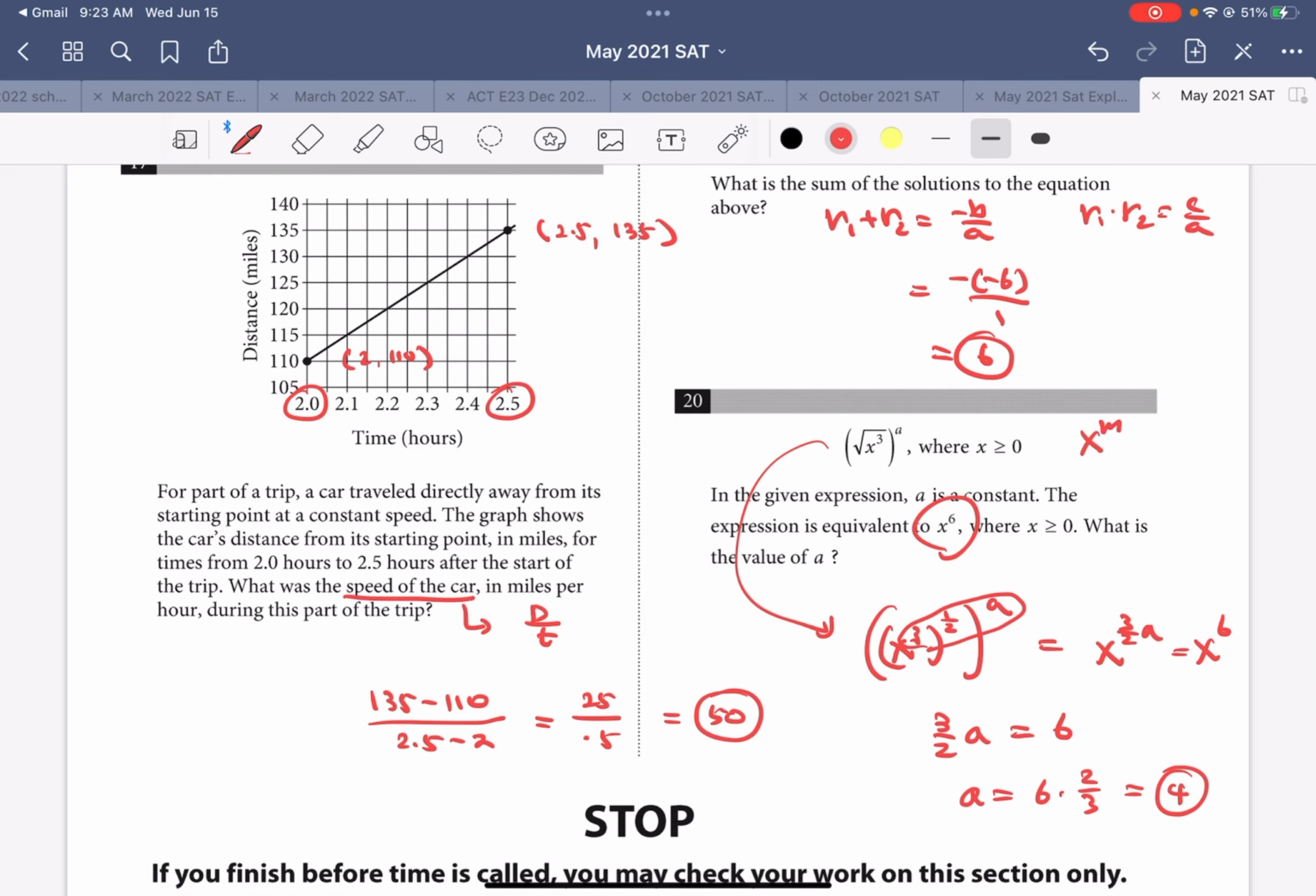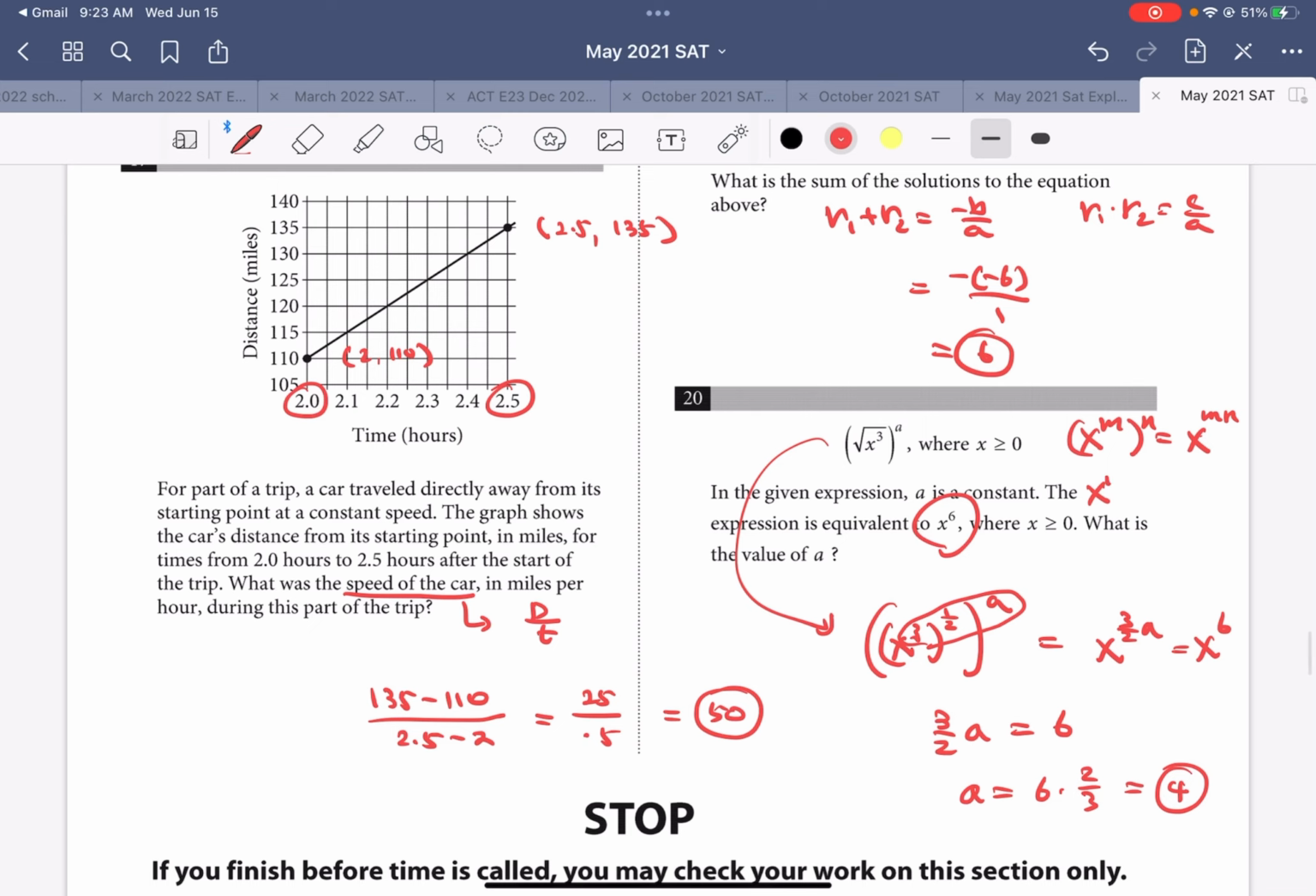So x to the m to the n, make sure you know that it is x to the mn. But don't get confused: x to the m times x to the n, when you have two x values with the same base, then you add the exponents. Okay, we used the first one here. So make sure you know this concept. Okay, that's it for this video for the no calculator section, and I'm going to continue in the next video with the calculator section.